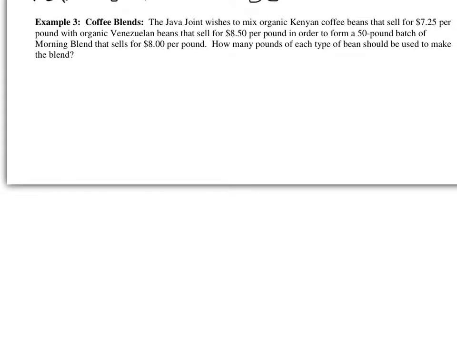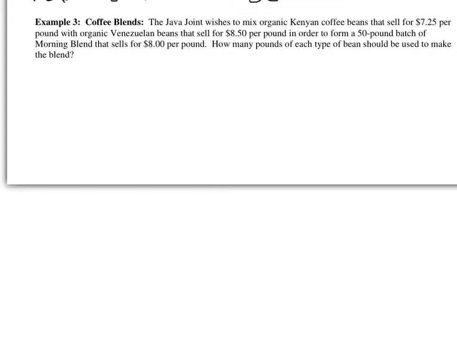The Java joint wishes to mix organic Kenyan coffee beans that sell for $7.25 per pound with organic Venezuelan beans that sell for $8.50 per pound in order to form a 50-pound batch of morning blend that sells for $8 per pound. How many pounds of each type of coffee bean should be used to make the blend?